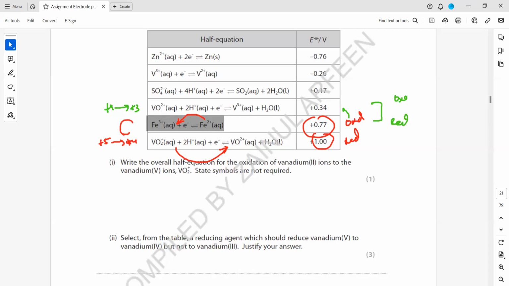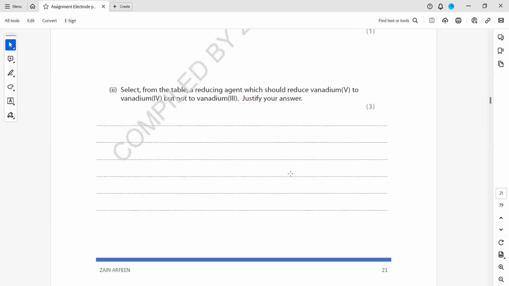So how will we write this answer? First, we mention that the reducing agent is iron 2. When it reacts with the vanadium 5 compound, the electrode potential of the cell is positive. So reduction happens for vanadium and oxidation happens for iron 2. But when we react this compound with vanadium 4, the electrode potential of the cell is negative, so the reaction is not feasible. The reverse is possible, but the forward is not possible. Is it clear? Second part.